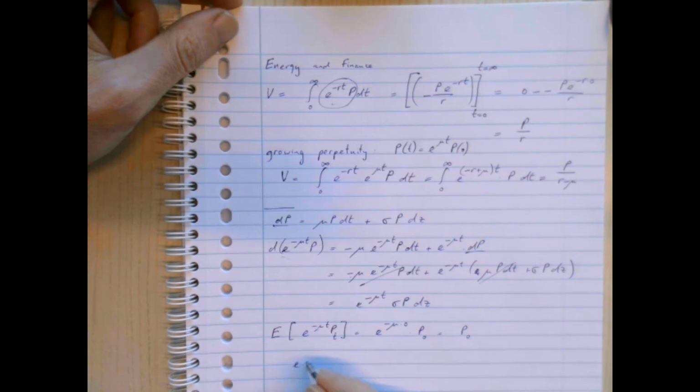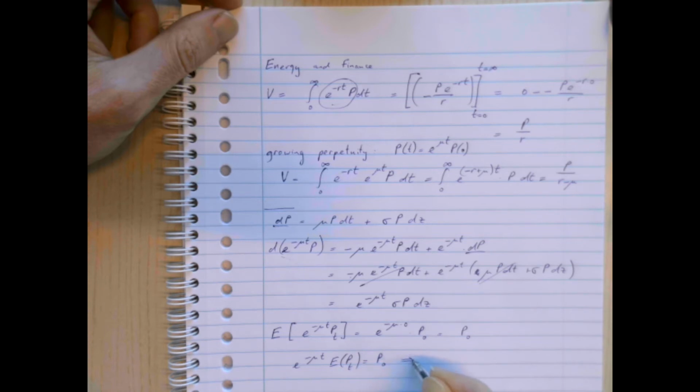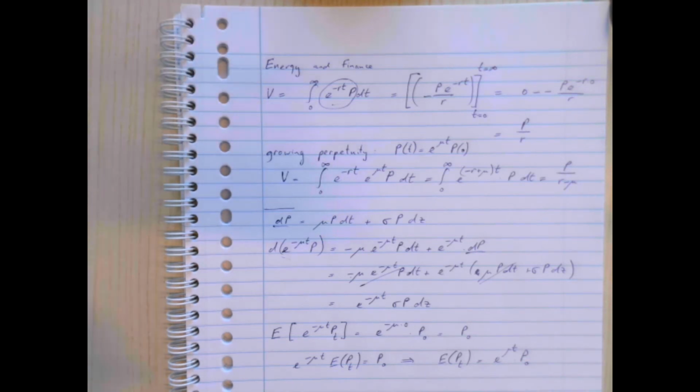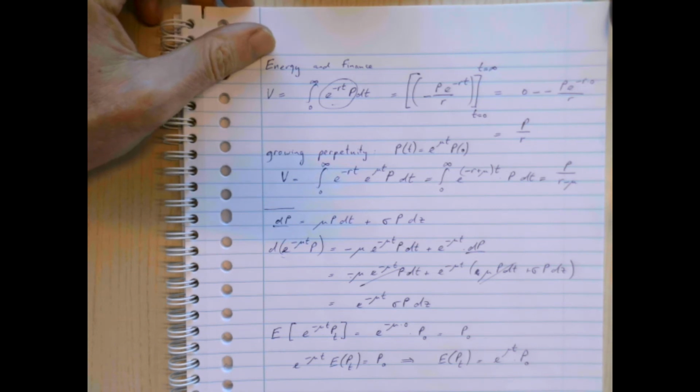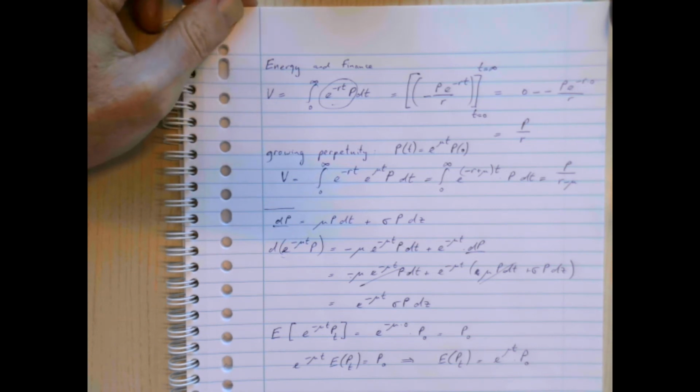So now what's this? That's actually e to the power minus mu t times the expected value of P of t, so that equals P0. Or in other words, the expected value of P itself in the future is just e to the power mu t times P0, and that was actually what it said on the slide. So if you look at it in whole, I think you find a different explanation of why this is true.